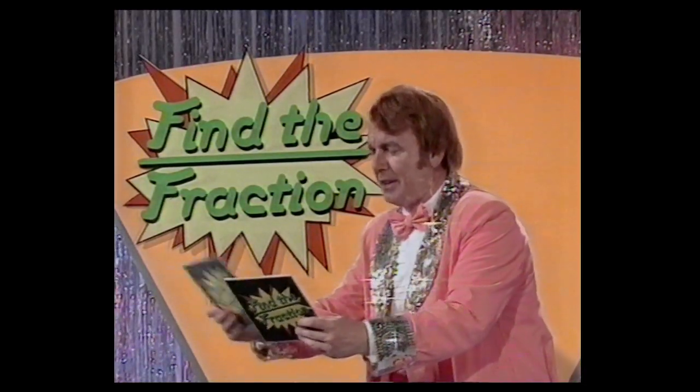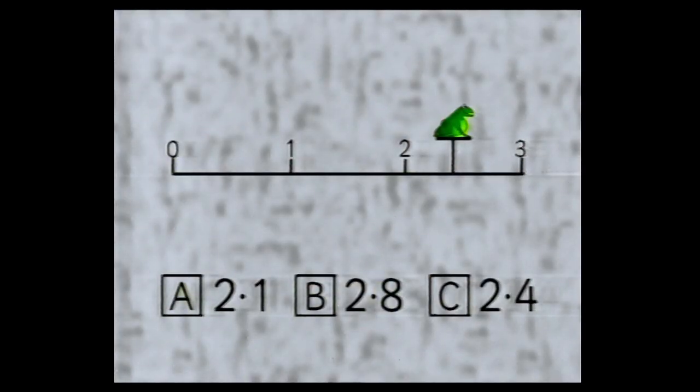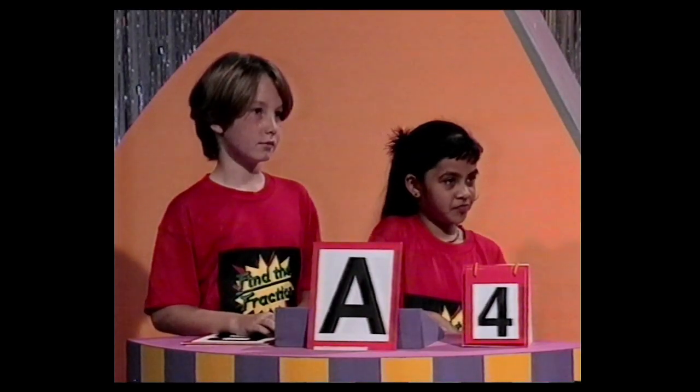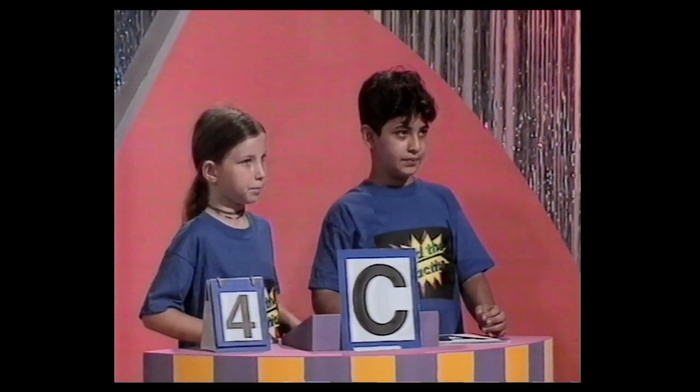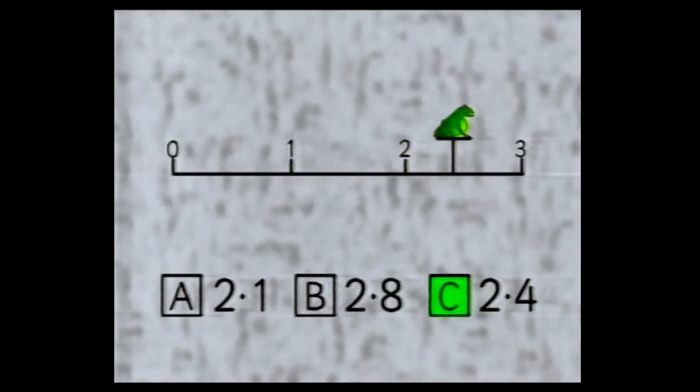Now look to your monitors. Question number 3. Where do you think Freddy the Frog has landed on the number line? Is it A, 2.1, B, 2.8, or C, 2.4? Make your choice, find the fraction. And time's up. Now the red team have answered A, and the blue team have answered C. The correct answer is C. Give yourselves 2 more points.